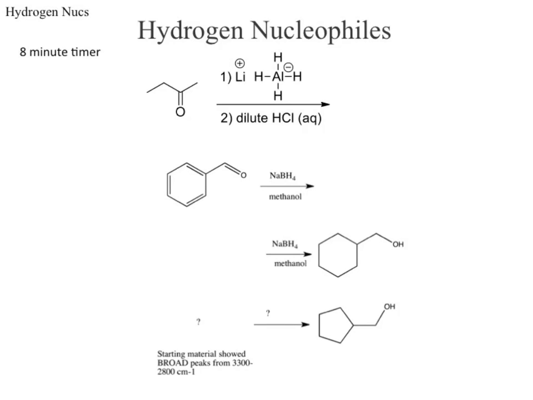So for that first reaction, what happens? It's just a standard reduction. We'll turn that ketone into an alcohol. You notice there's one slight variant. We added HCl instead of H2O.